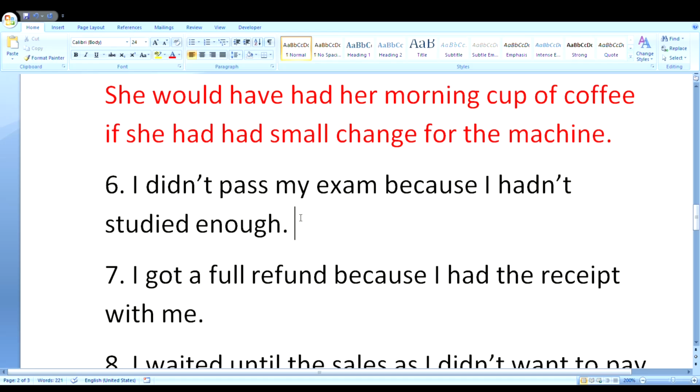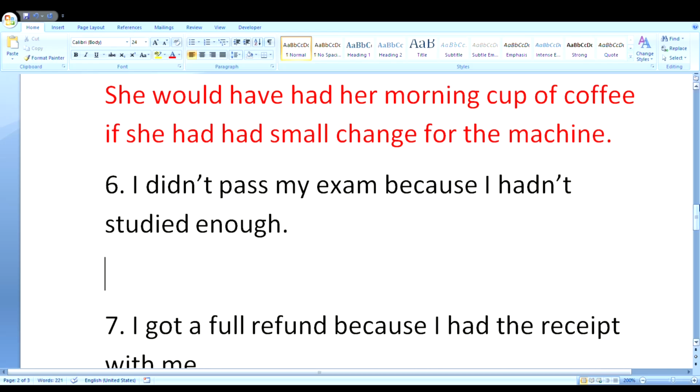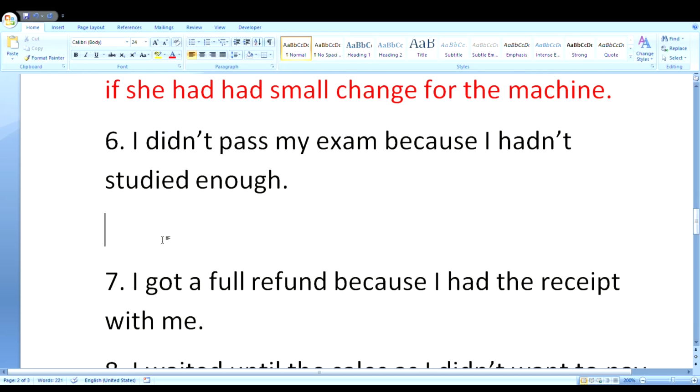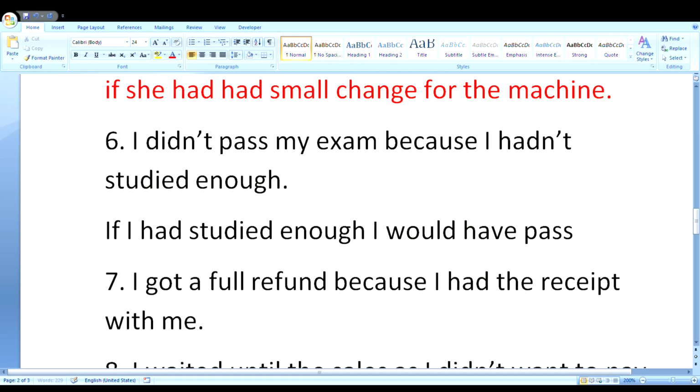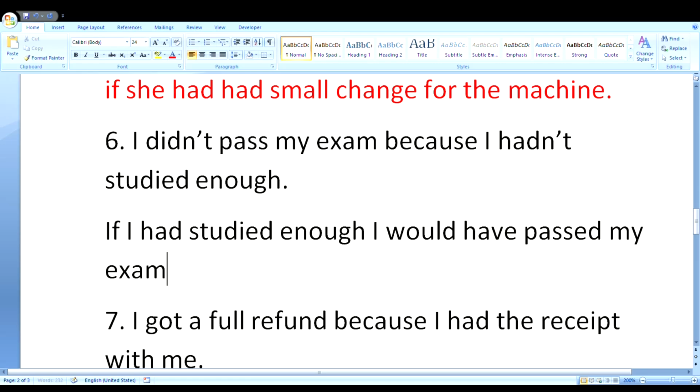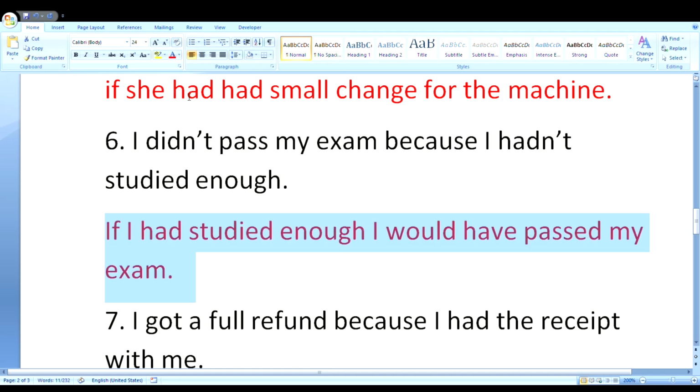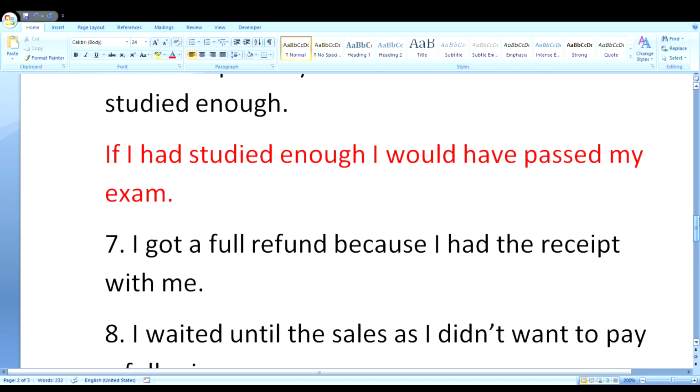I didn't pass my exam because I hadn't studied enough. However, if I had studied enough, I would have passed all my exams. If I had studied enough, I would have passed my exam. However, I didn't pass my exam because I hadn't studied enough. Here we have past perfect in the first sentence because it happened prior to me not passing my exam.